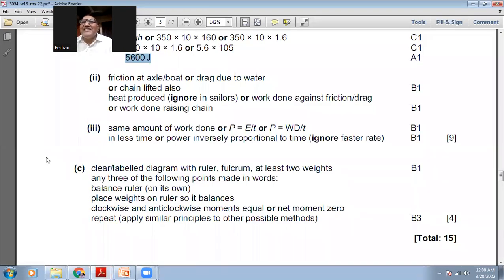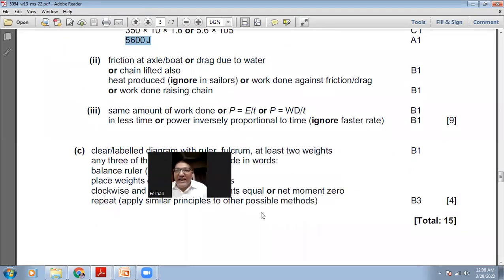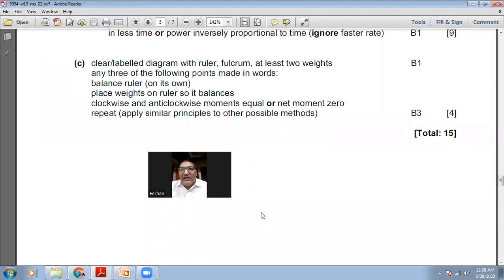So let's have a look at the marking scheme, what the marking scheme has to say. The marking scheme says, question number 9C part: clear labeled diagram with ruler, fulcrum meaning pivot, at least two weights. Any three of the following points made in words: balance ruler on its own, place weights on ruler so it balances, clockwise and anti-clockwise moments equal or net moment zero, repeat, apply similar principle to other possible methods. Okay, so our answer is good. You can write a better answer, but I always tell you, compare your answer, your teacher's answers with the marking scheme. I hope you will follow this.